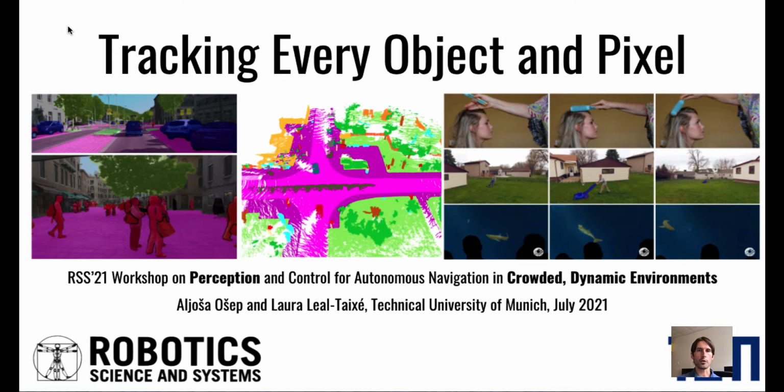My name is Alyosha Oshep, and I'm a postdoc at Technical University of Munich, where I'm working with Laura Leal-Taixé. I'm very glad I can talk about our recent research today here at a workshop on perception and control for autonomous navigation in crowded and dynamic environments. Today I'm going to focus on perception.